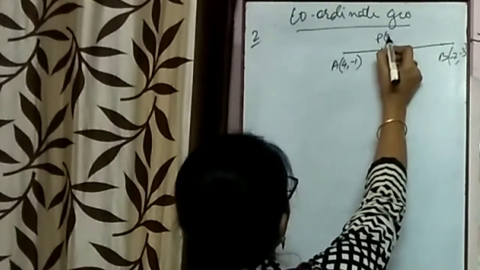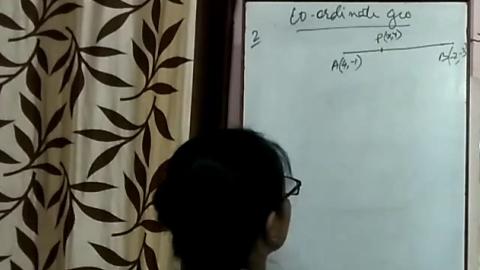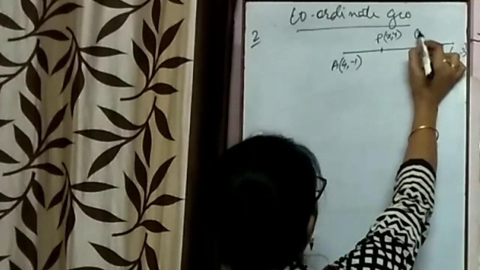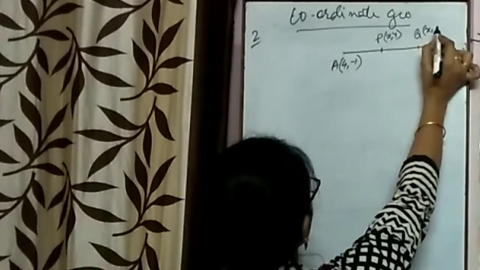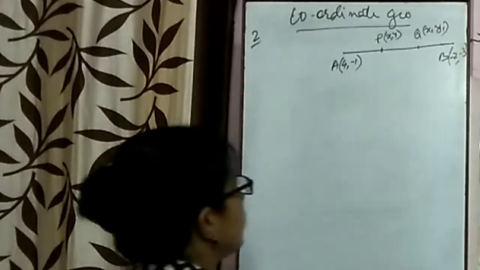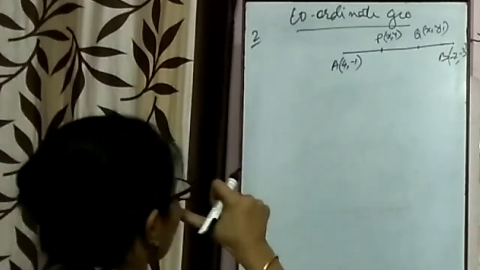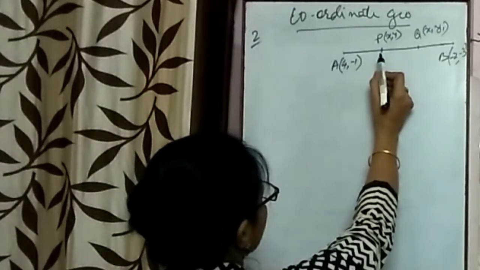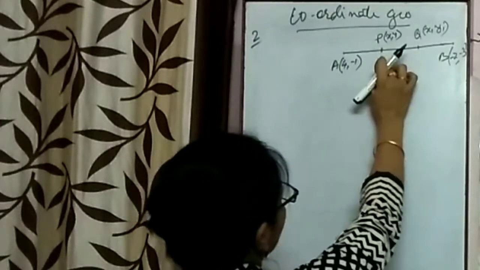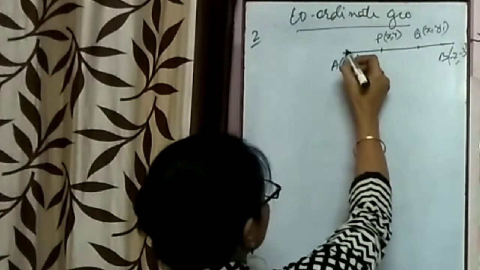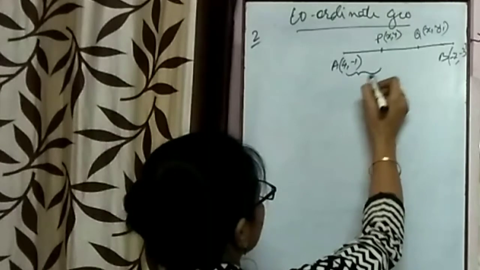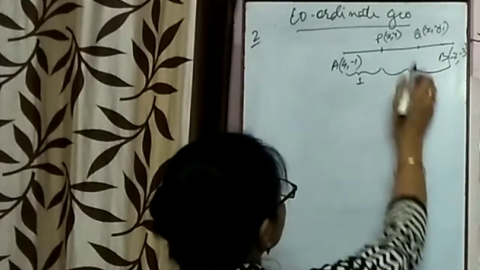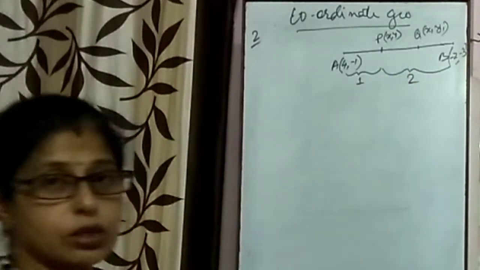Say one, I am marking P(x, y), the other I'll be marking as (x1, y1). Now when you take the point P, this part will be having 1 and the other part will be having 2. So the ratio of the point P will be 1 is to 2.